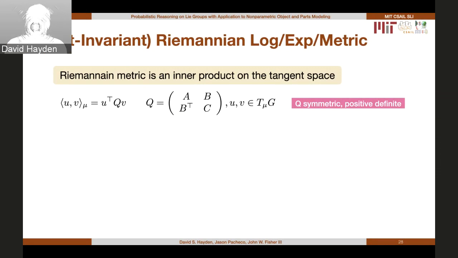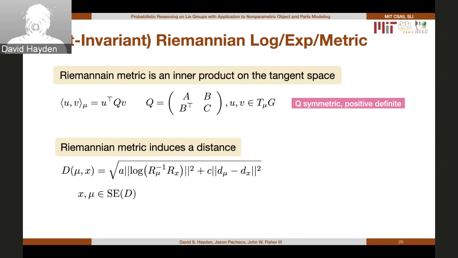And the Riemannian metric here is an inner product on vectors of the tangent space defined in the neighborhood of some element mu. So that's just this quadratic form here, U transpose QV, where Q is some symmetric positive definite matrix. There's some issues on how to define that matrix. I'm going to skip over for the sake of time, but basically in our model, we have a prior on that matrix, an inverse Wishart prior, that allows us to infer that rather than having to trade off the specific translation and rotation, how each contributes to the distance of two elements on the group.